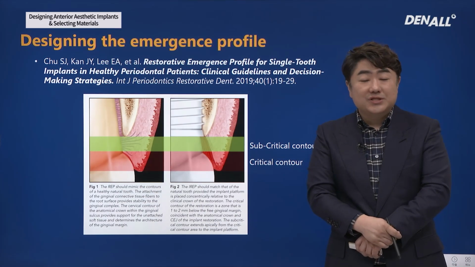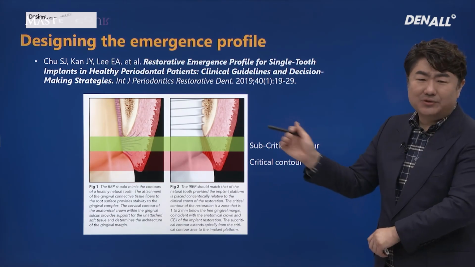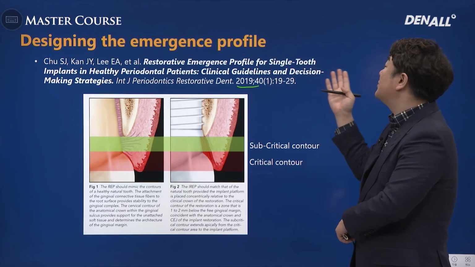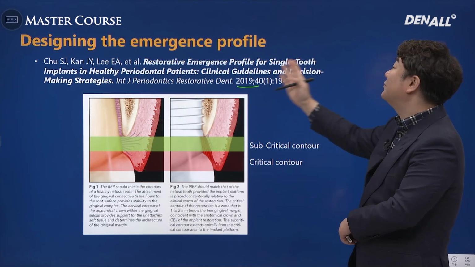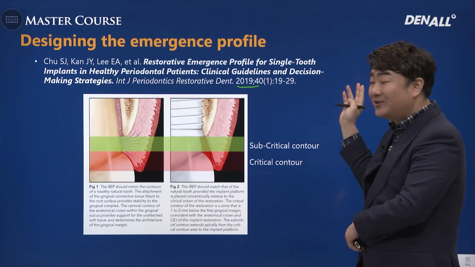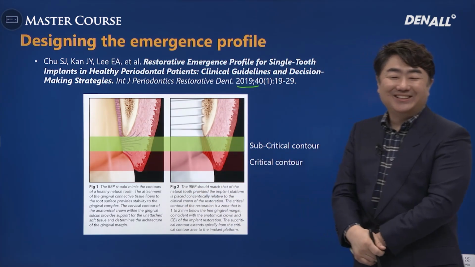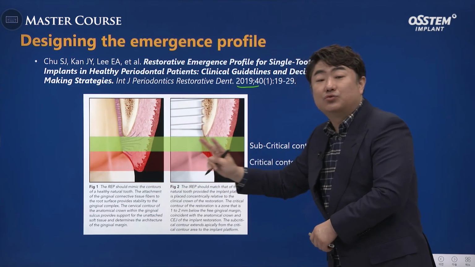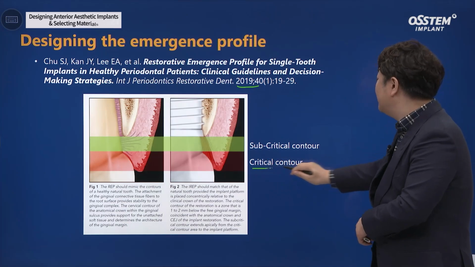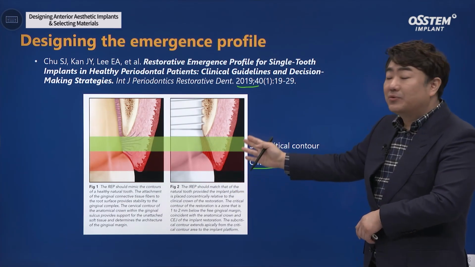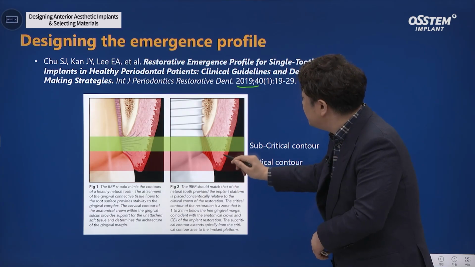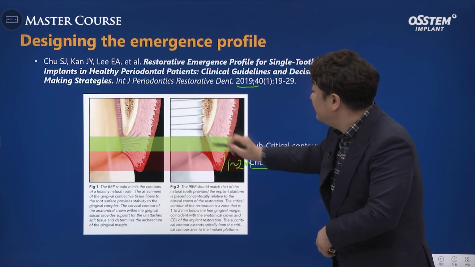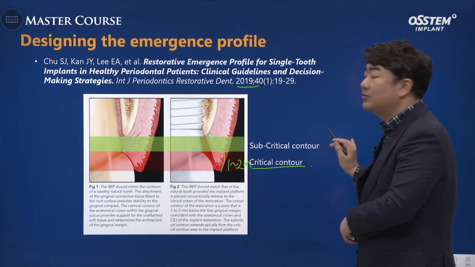In 2019, a paper under the title Restorative Emergence Profile for Single-Tooth Implants in Healthy Periodontal Patients, Clinical Guidelines and Decision-Making Strategies was published. The title sounds quite daunting, but in this literature, it divides the emergence profile into two categories. First is critical contour. It is visible to our eyes. From the free gingival margin, 1 to 2 millimeters of area is referred to as critical contour, and below that up to the implant top is referred to as subcritical contour. How the design is determined here is the key.